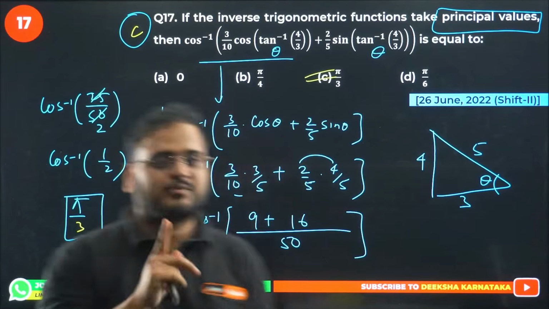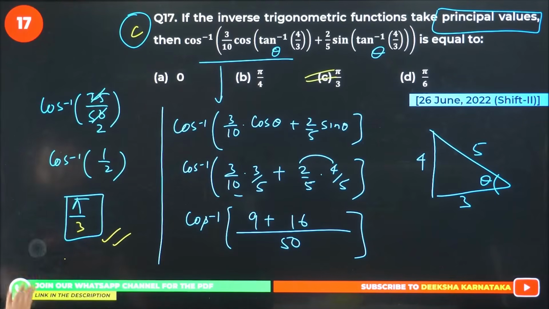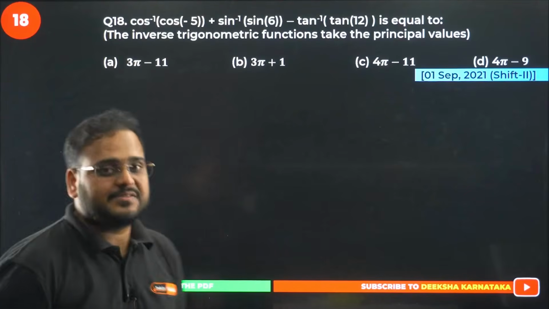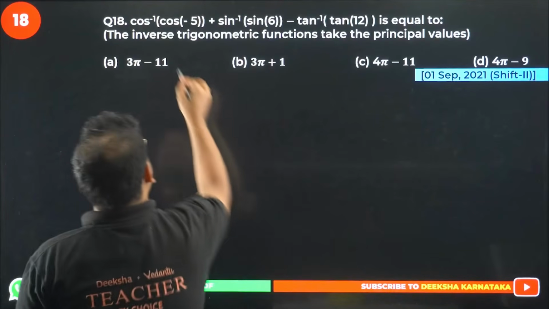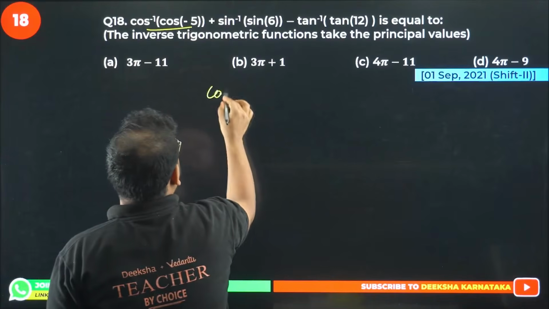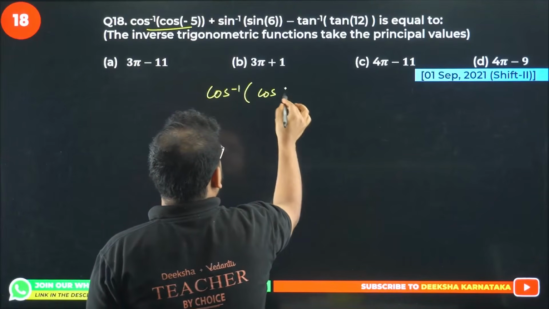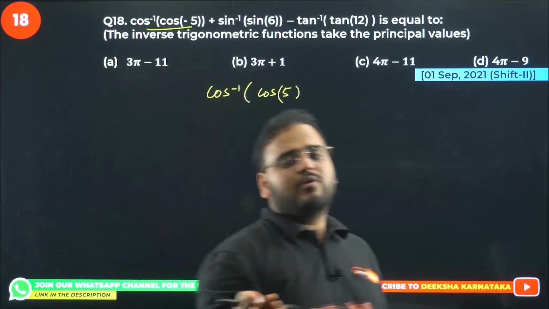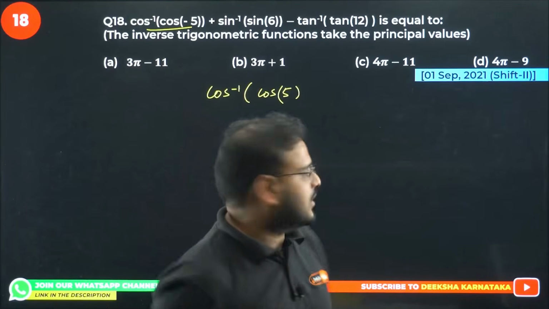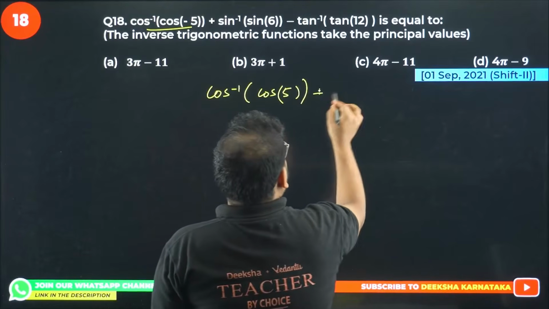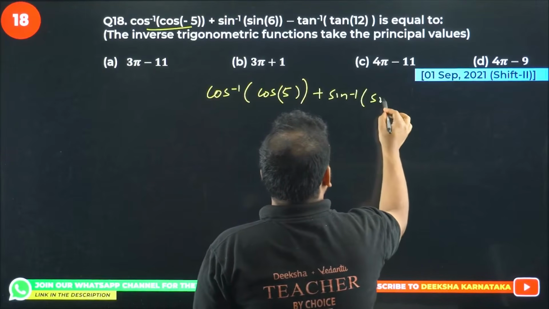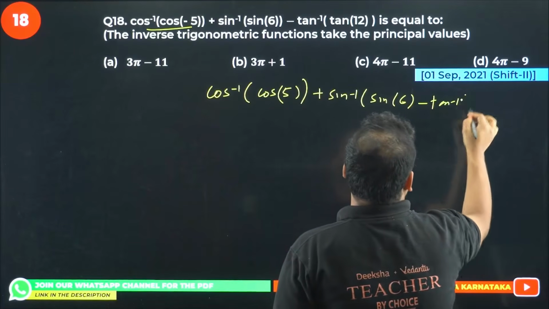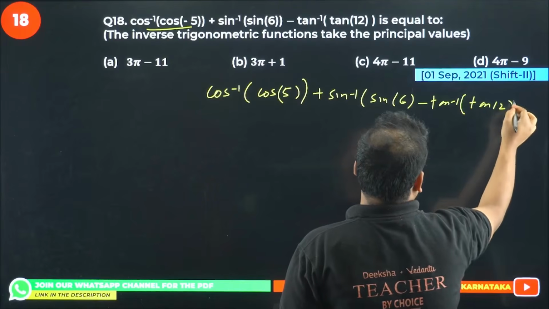After that, we have one last question to solve. Let's do it and complete our session. Okay. The cos inverse of cos minus 5. Does it matter? Cos of minus 5? No, sir, because we can write this as simply cos inverse of cos 5. Negative of minus 5 is basically in the 4th quadrant, right? So in the 4th quadrant, cos is positive. Sin inverse of sin 6 minus tan inverse of tan 12. That's it.